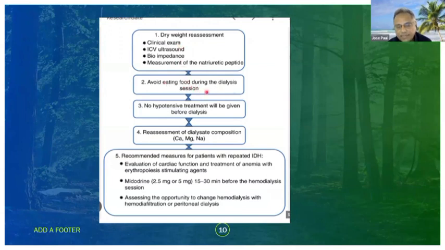Avoid eating food during the dialysis. No antihypertensive treatment should be given before dialysis, and you should reassess the dialysate composition. Then, if the patient has repeated intradialytic hypertension, you have to assess the cardiac function. You have to treat anemia. Then you can use certain drugs like midodrine. This drug is especially used in patients with liver disease who have a problem in maintaining the blood pressure during dialysis. Then, of course, you can change the modality of dialysis to peritoneal dialysis or other modalities of treatment. So this is in general how you prevent the hypertension happening in subsequent dialysis. This is the first problem, and the most common problem seen during dialysis, that is intradialytic hypertension.